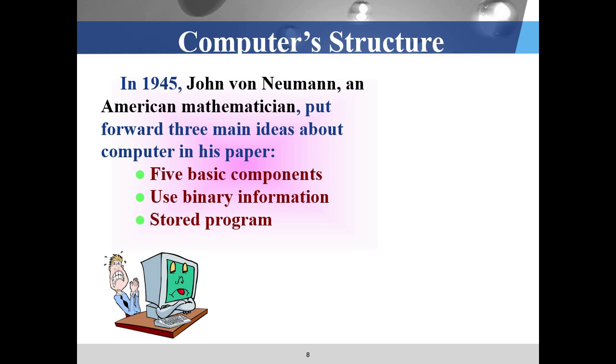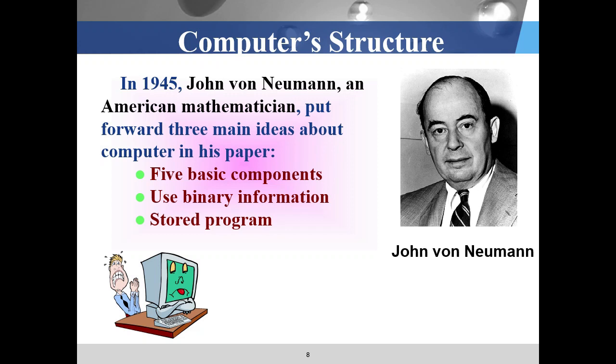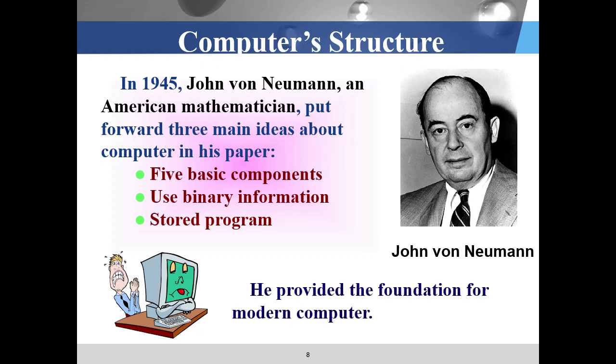The second one is to use binary information, which means if you want to represent and process the information in the computer, you have to represent it in binary. And the third one is called the stored program. So this is John von Neumann. He provided the foundation of the modern computer. Until now, all of the computers still share the same structure, and they all follow these three principles.